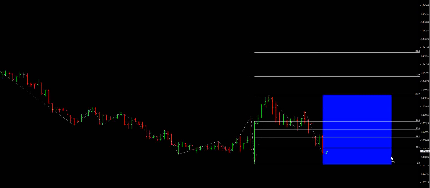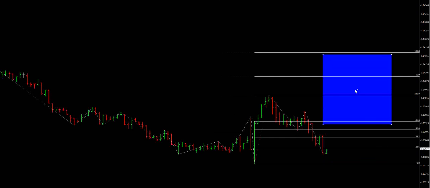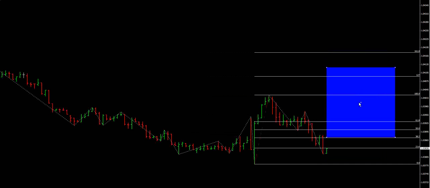Gotta love MT4. There we go. Okay, so I got it selected. So price retrace, let's say price went up, came back down to 61.8, and it moves back up. If we just move our little box, because it's adjusted to the size, you see 61.8 looks like 161.8. Same values, but on a different scale.